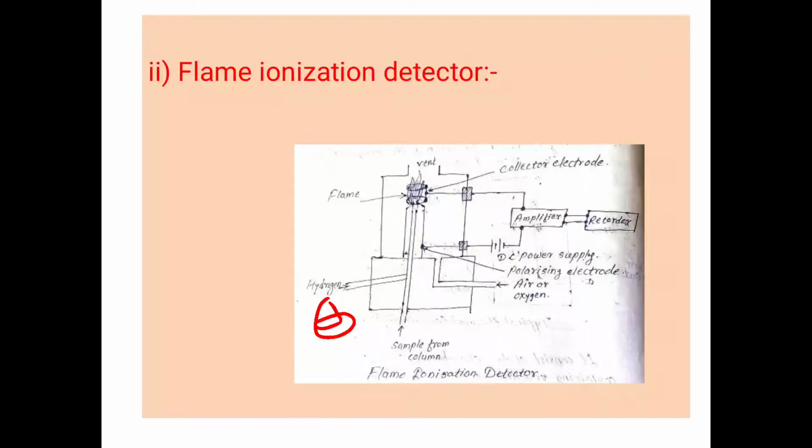The jet serves as one electrode of the cell, and the collector is the other electrode. So here is the jet. This one is the jet, and here is one electrode, and another electrode is the collector electrode here. Okay, this is the polarizing electrode and this is the collector electrode.